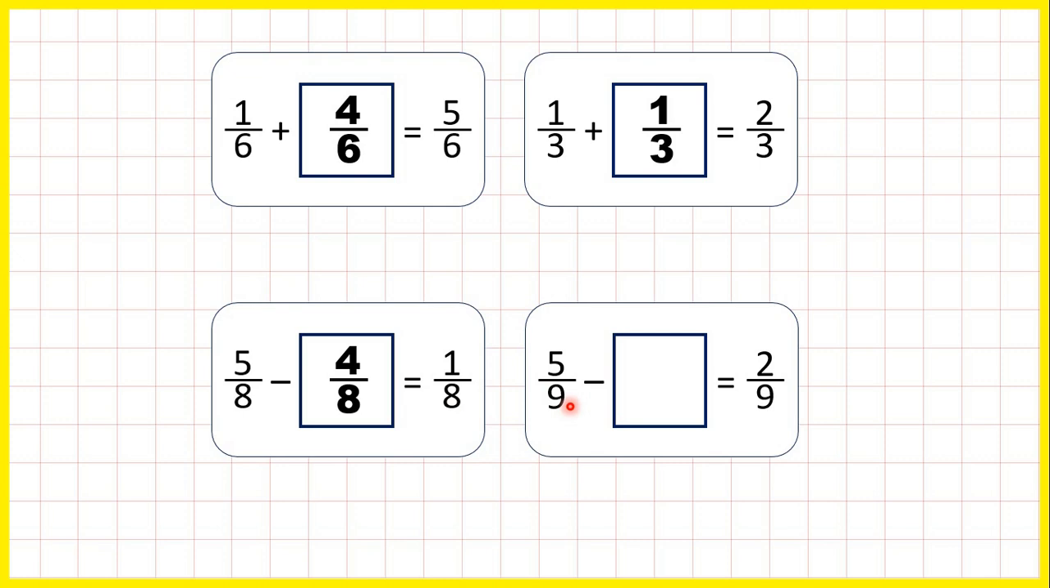Now 5/9 minus what is 2/9? Our denominator this time will be 9, and 5 minus 3 is 2, so our missing fraction is 3/9. Again, 5/9 minus 2/9 will find us our missing number, and that's 3/9.